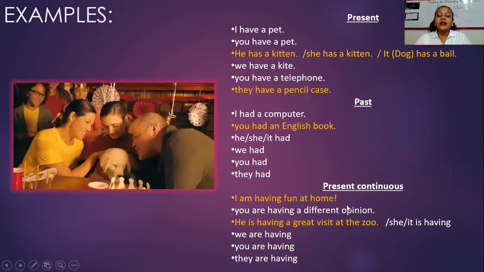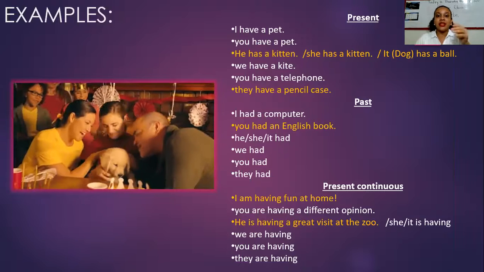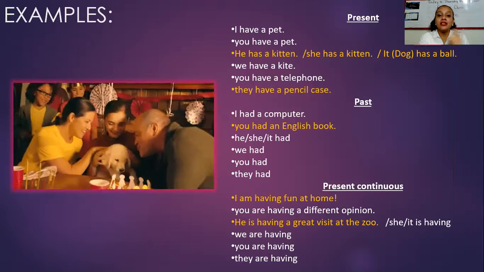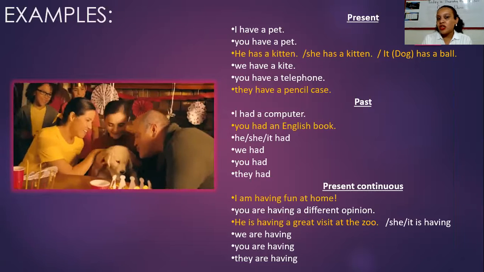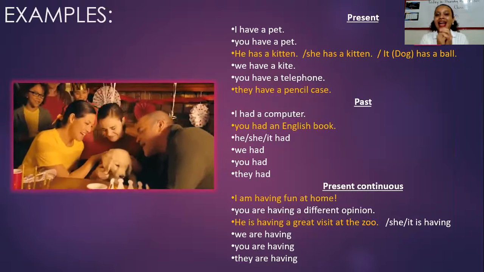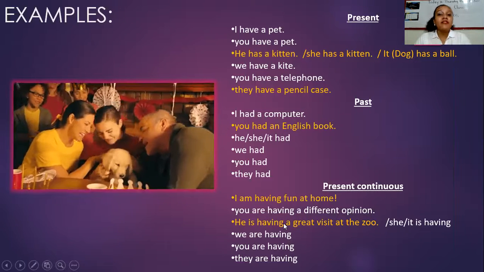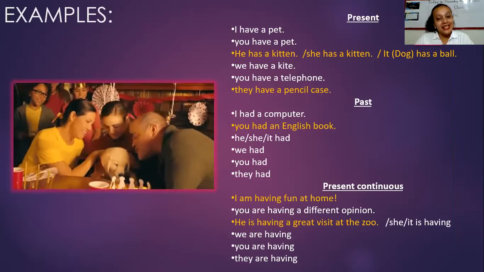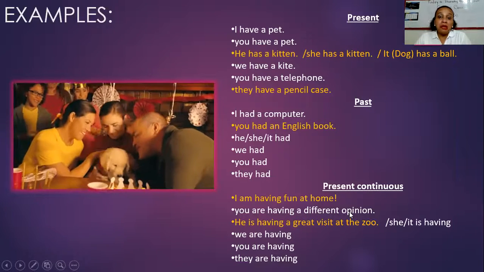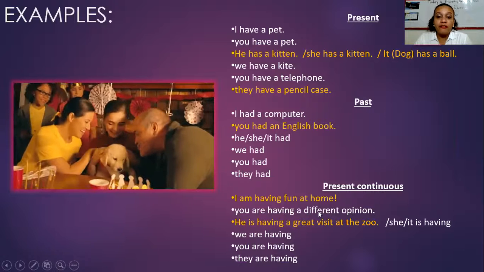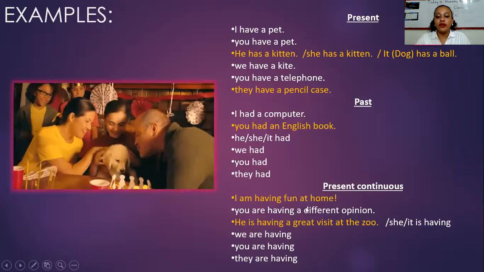Good. What happens when you are talking about the present that is happening? This ing termination expresses the present continuous. Yes, it's happening now. Look, I am having fun at home. Maybe you are having fun at home. Yes, I am glad you are having fun at home now. Maybe you are having a different opinion. Maybe you are not having fun at home now. So now you are having a different opinion.